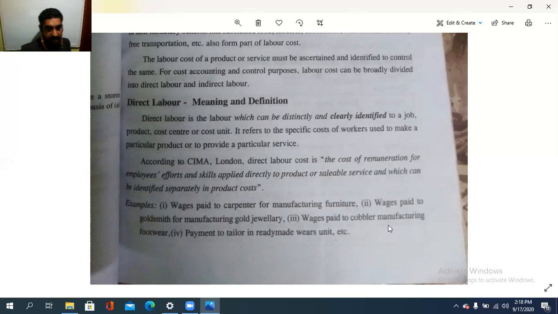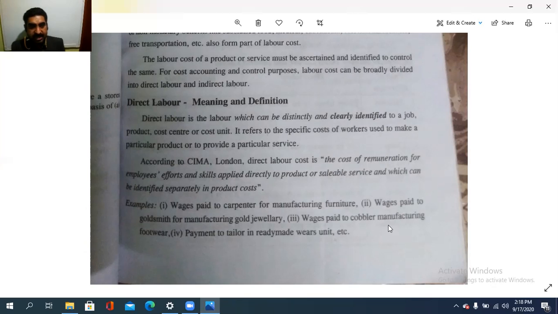According to CIMA London, direct labor cost is the cost of the remuneration for the employee's efforts and skill applied directly to product or the saleable service and which can be identified separately in the product cost. So employees' efforts and skill, the remuneration given for that effort, that is direct labor.